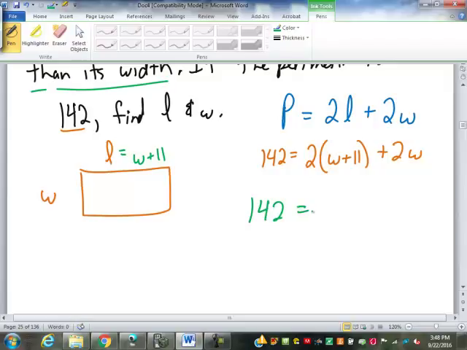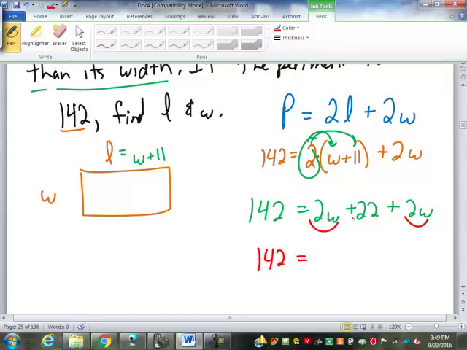I'm not going to do anything with the 142 yet. On the right side, what has to happen first? We see our parentheses. Nothing to do inside the parentheses, so we're going to have to multiply by the 2. So 2 times W, 2W, then 2 times 11 is positive 22, and then 2W. Then what do we need to do? Combine like terms. We've got 2W and 2W. So 142 is going to stay the same. 2W and 2W, 4W plus 22. Then what?